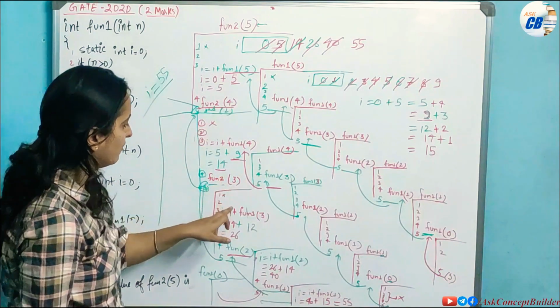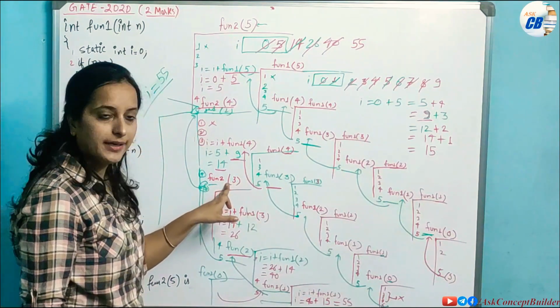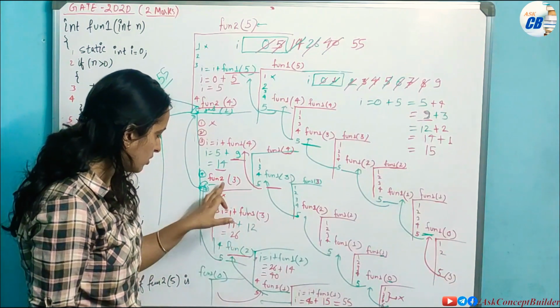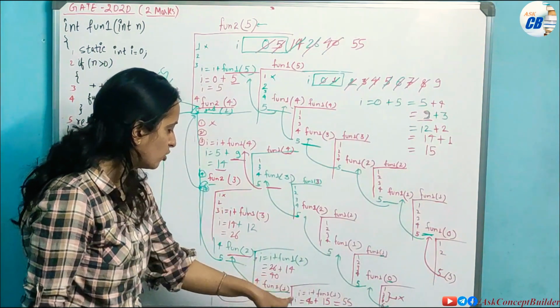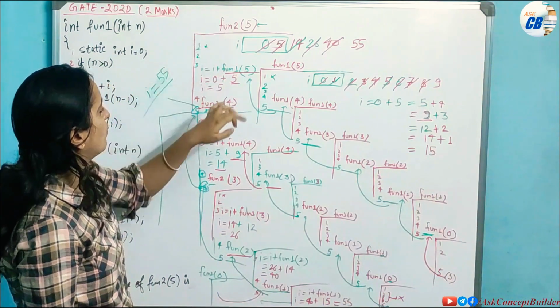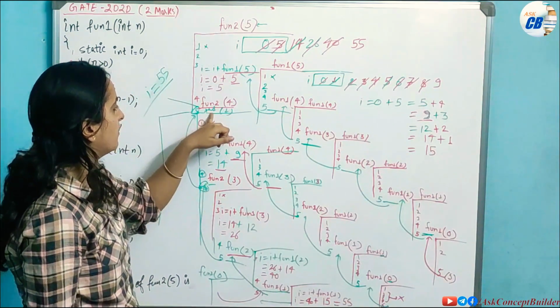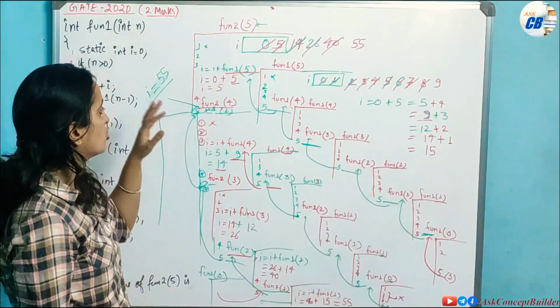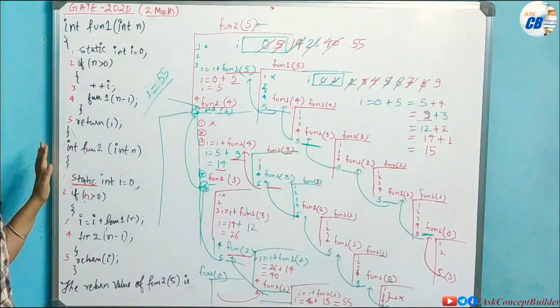Because we are calling each function from that point only. From fun2 3 we are calling fun2 2, and from fun2 2 we are calling fun2 1. So finally it will be returned back to the fun2 5 function. This fun2 4 will return back and return the I value here. So the I value is 55. In this way the answer for this will be 55.